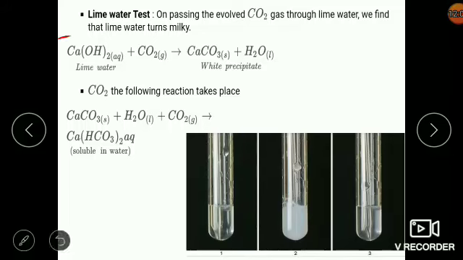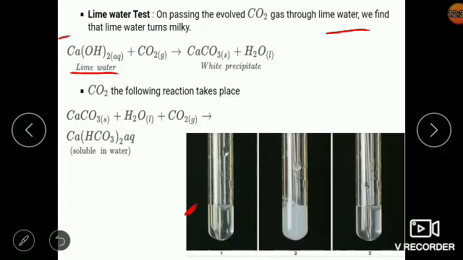The reaction goes like this. Now, lime water means what? The formula of lime water is calcium hydroxide, Ca(OH)2. In this test tube you can see a water-like solution, and with a glass tube you are blowing carbon dioxide gas into it.